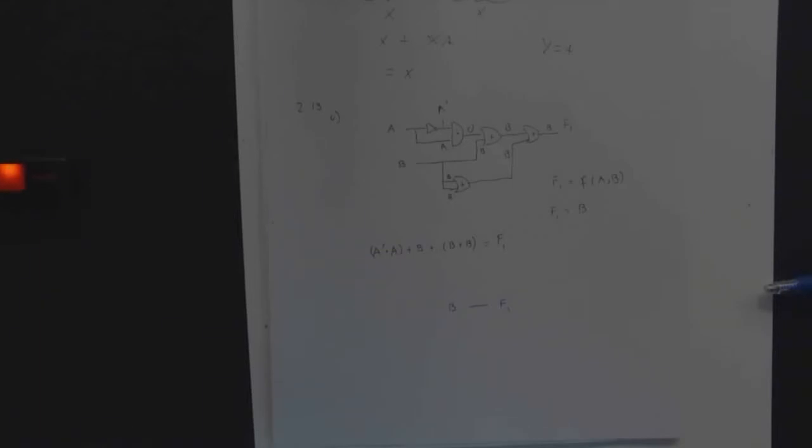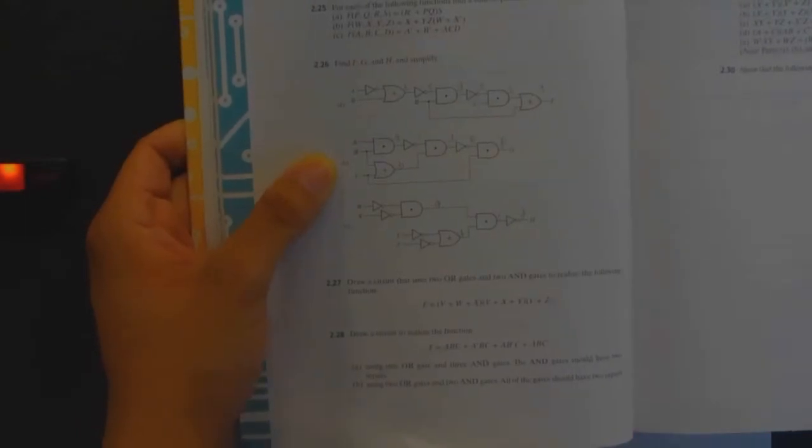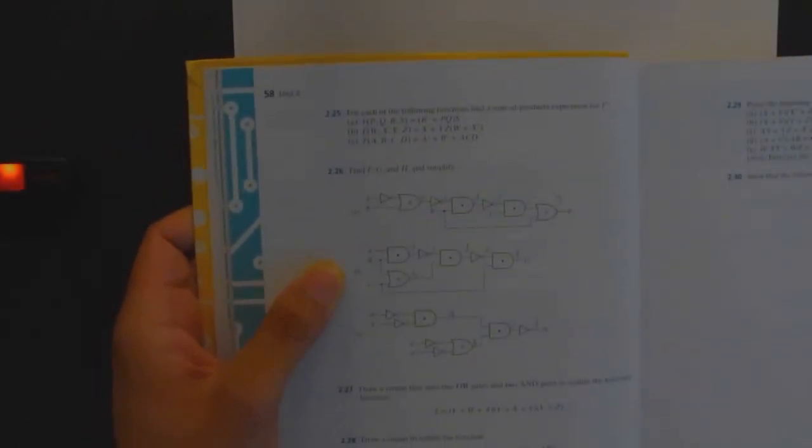Cool. I will do a later problem in the chapter. I won't say it's more complicated. So I'll start with 226. Find F, G, and H, and then simplify. 226B is what I'll be doing.